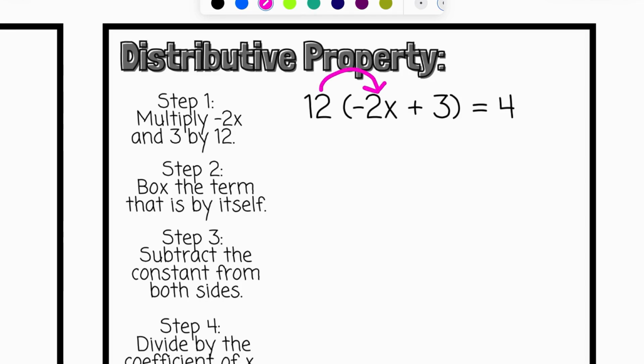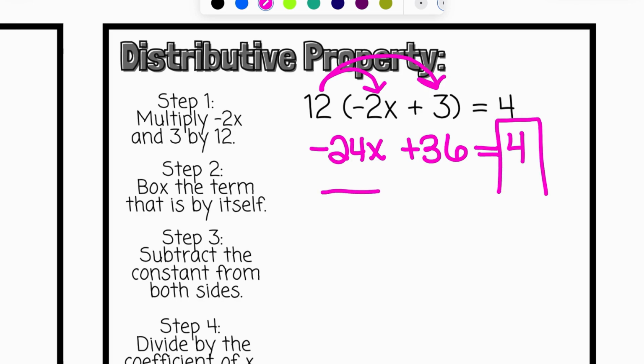Distributive property is just multiplication. So we would multiply 12 times negative 2x, which would be negative 24x. And then we would do 12 times positive 3, which is positive 36. Do not multiply 12 times 4, only the two things inside the parentheses. So this is just going to stay equals 4. Now once we've multiplied that out, it's a two-step equation. So I will box the term that's by itself. In this case, it's the 4.